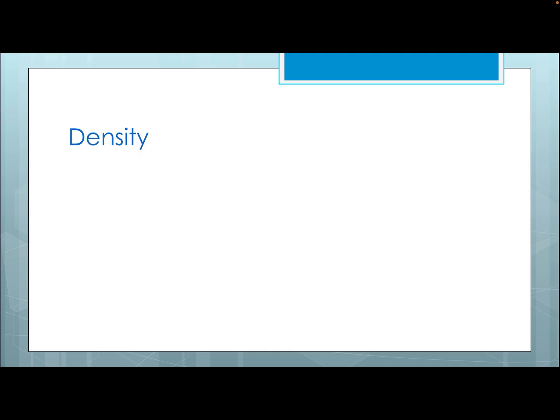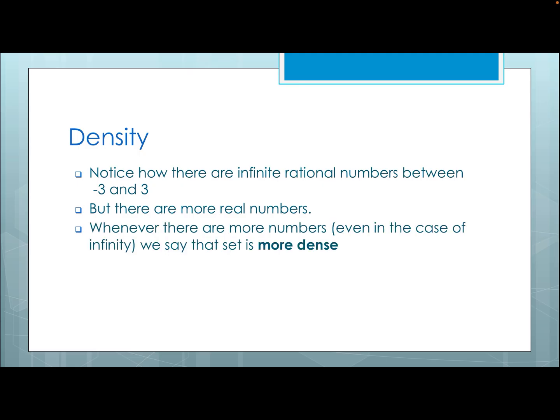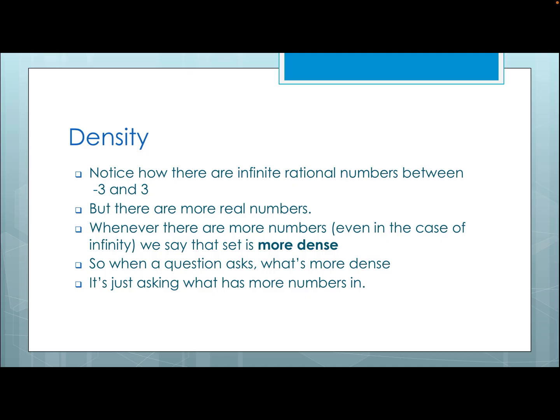Right, here we go. So, density. Notice how there are infinite rational numbers between -3 and 3. But there are more real numbers. Whenever there are more numbers, even in the case of infinity, we say that the set is more dense. So when a question asks, what's more dense, it's only asking what has more numbers in. That's all it's saying. So which one of these has more numbers in? And even if one of the answers is infinity, if the other one has more infinities, if you will, then it's more dense.